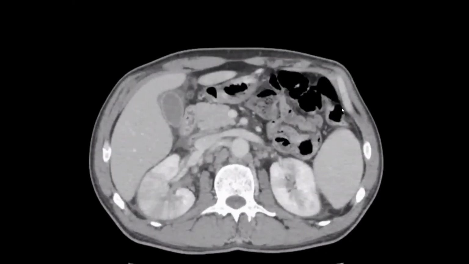What is the sign, please? I'm sorry to disturb you, but what is the sign? This is a striated nephrogram. Striated nephrogram. Okay, that's good.